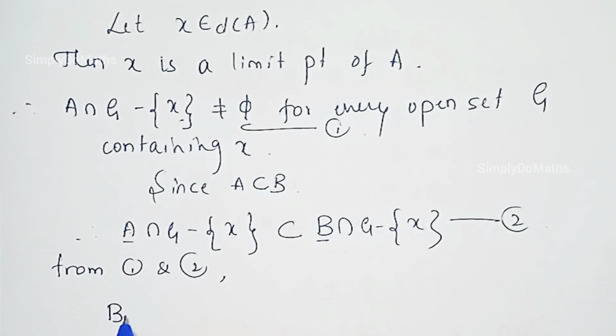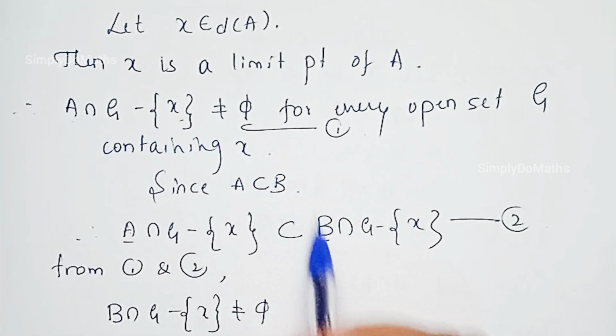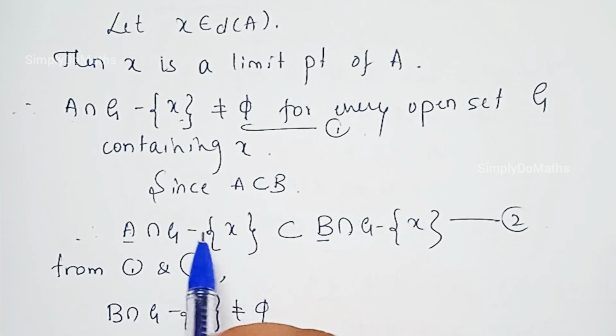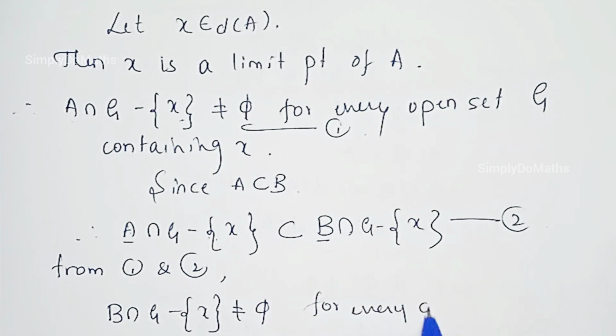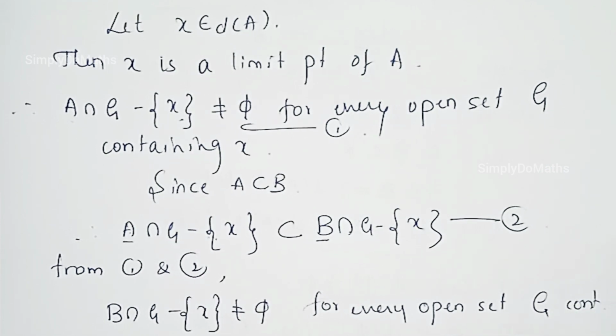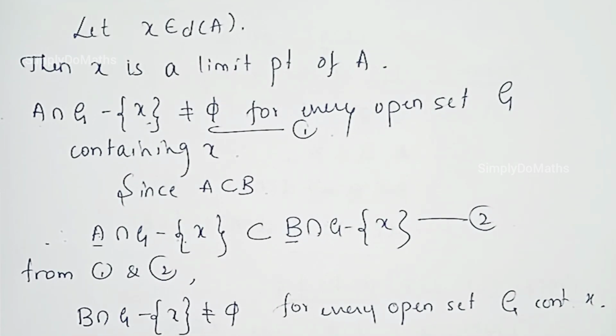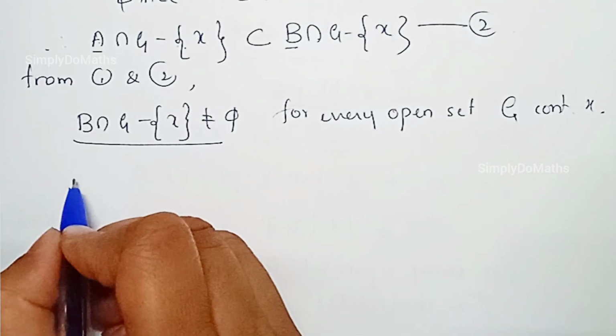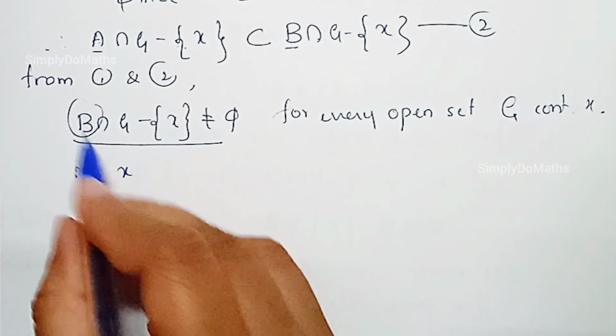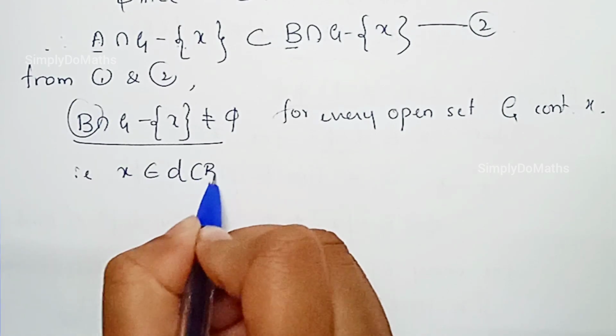B intersection (G minus the singleton set {X}) is not equal to empty, because its subset is not equal to empty. If a subset itself is not equal to empty, it implies its superset is also not equal to empty. Therefore, this is true for every open set G containing X. So this is the condition of a limit point for B.